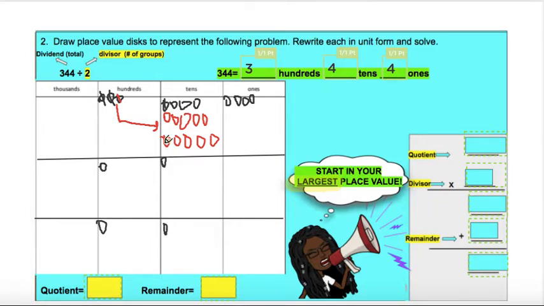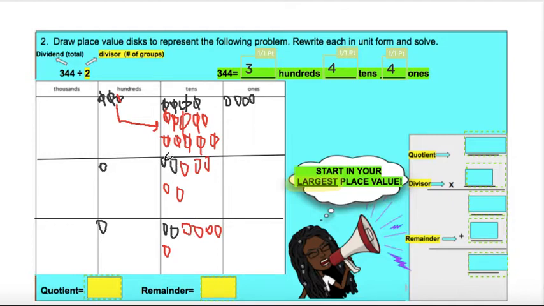Put it in the group, cross it off. We're even going to distribute the discs that we unbundled. Put it in the group, cross it off, put it in the group, cross it off, and keep going until every disc is distributed.